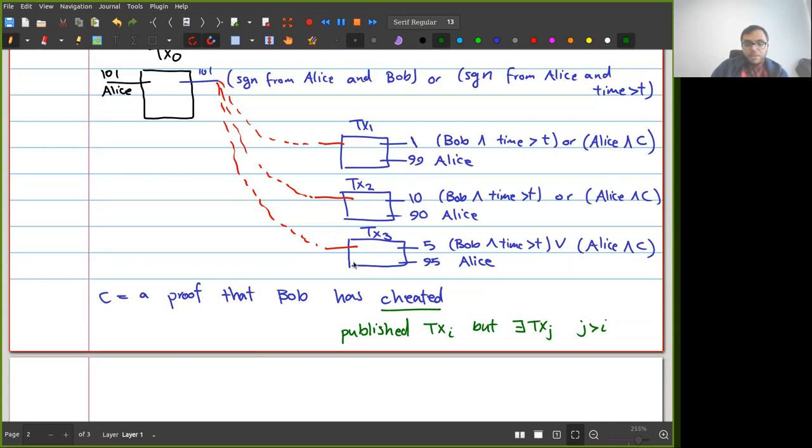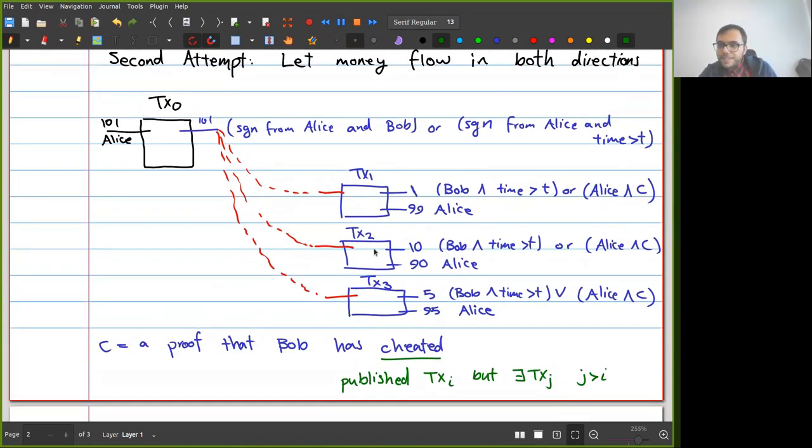Okay, so how can Bob cheat? What do I mean when I say Bob has cheated? I mean that Bob has published one of these transactions, but there was actually a transaction with a higher number. So for example, if I have 3 transactions and Bob publishes transaction 2, he has cheated because there was a transaction 3.